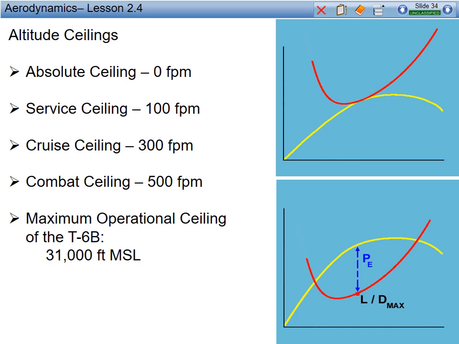The maximum operating ceiling of the T-6 Bravo does not have anything to do with the altitude ceilings. Altitude ceilings are only dependent on your power available and your power required, and will change day to day. Your maximum operational ceiling is 31,000 feet MSL. This is due to FAA restrictions on the airframe of the T-6. Do not confuse this with altitude ceilings above.